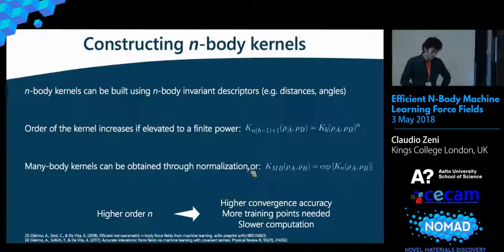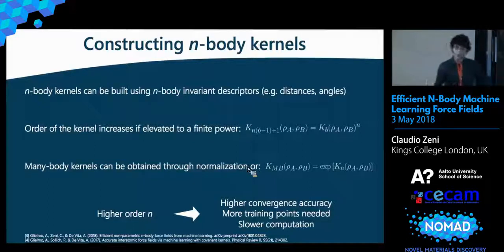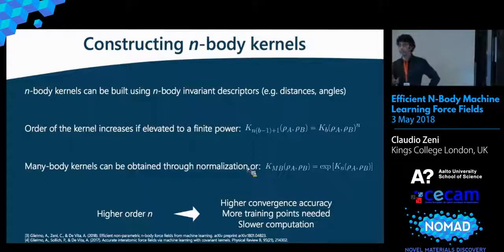Once a kernel is defined, another kernel can be constructed through simple elevation to a power. So if we have a two-body kernel, for example, we can easily construct a three-body kernel, simply raising it to the second power, so squaring it. These extend to any order.